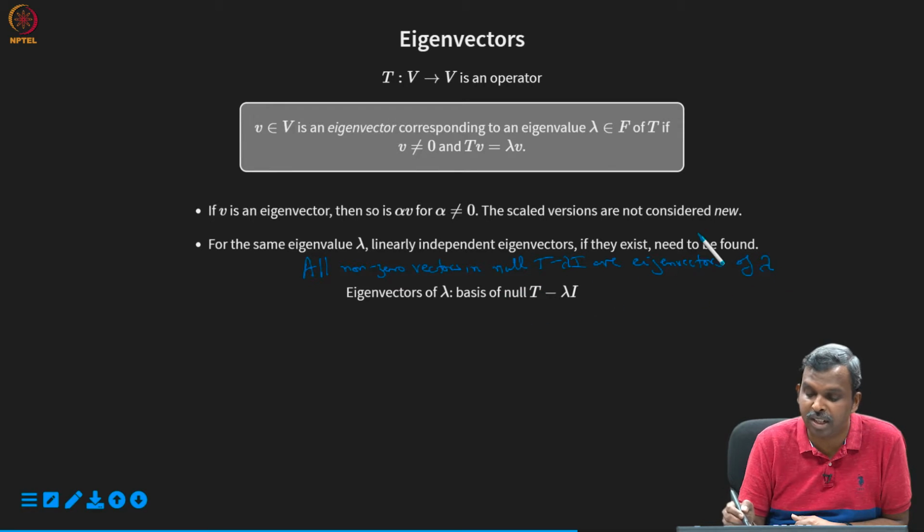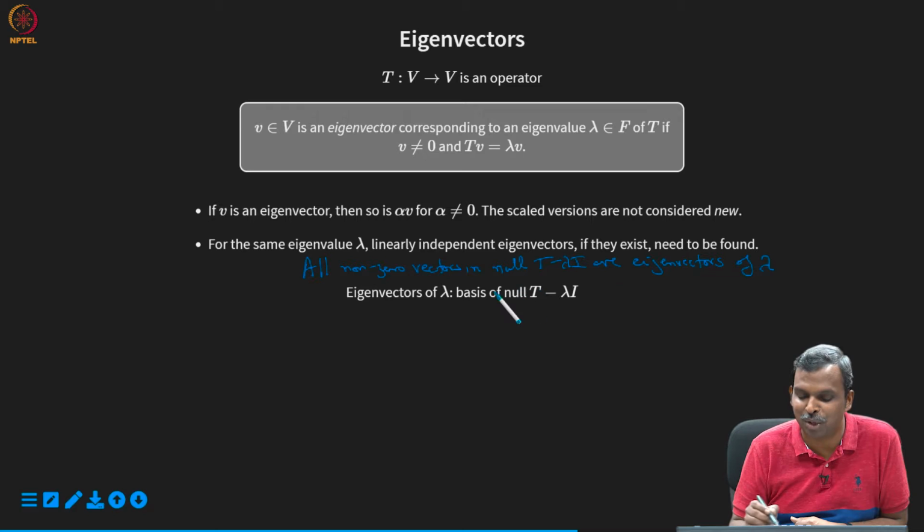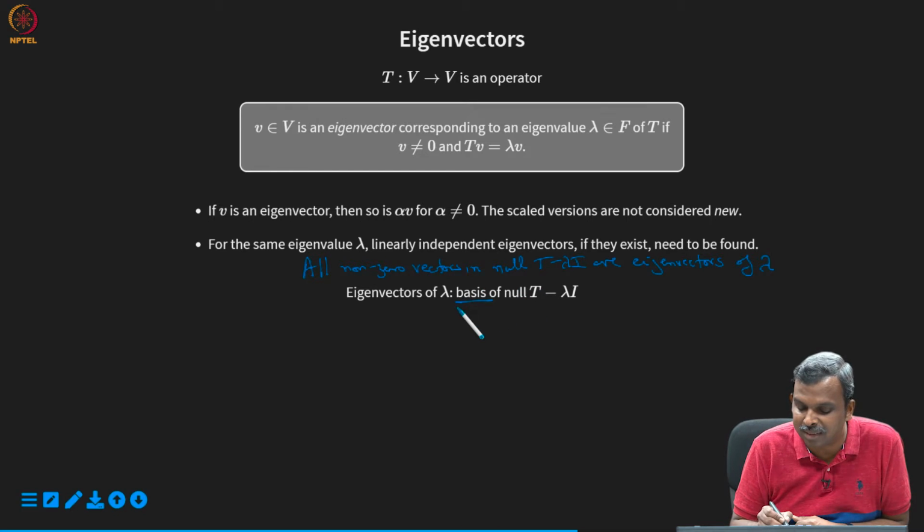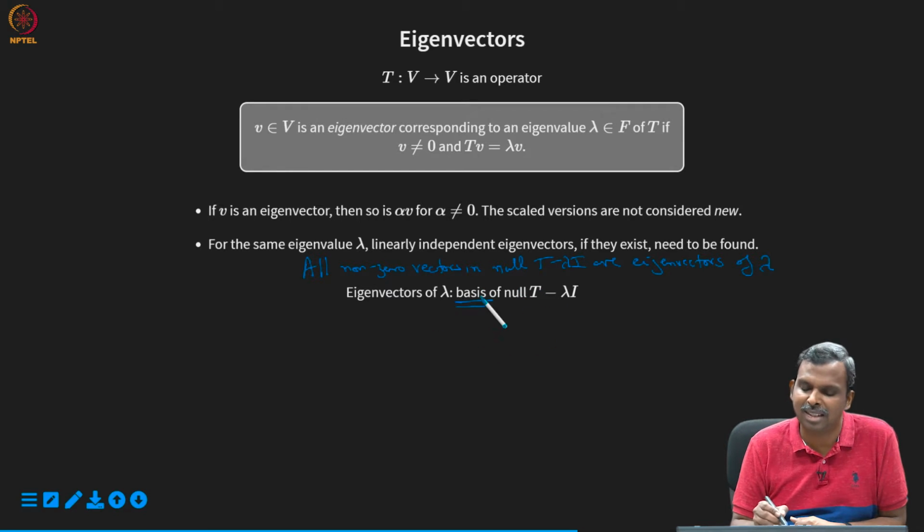So this is definitely true according to the definition, but when we write down, usually you don't want to write all possible eigenvectors, right? There might be infinitely many of them. So we simply stick to the basis. Just write the basis and say that the span of all these is also eigenvectors. The span of eigenvectors is also an eigenvector. So you can simply say basis of null T minus lambda I.